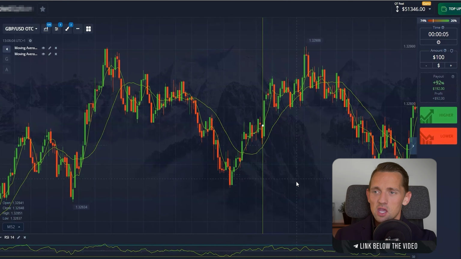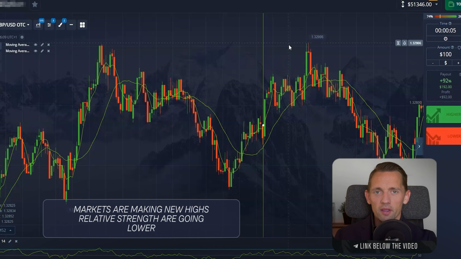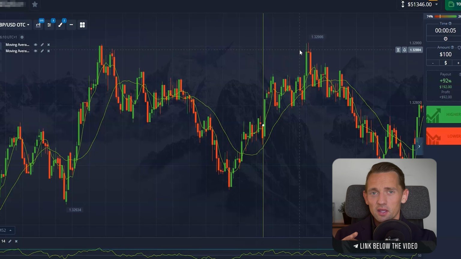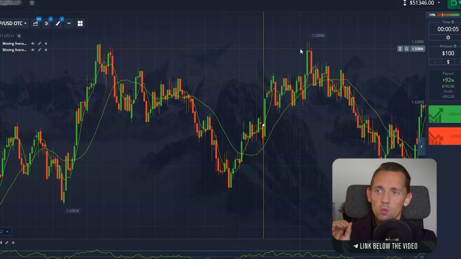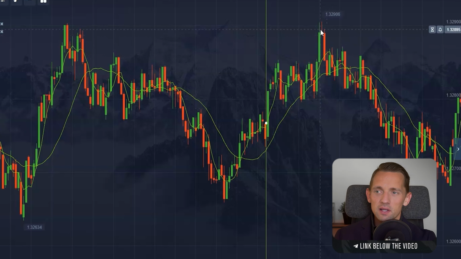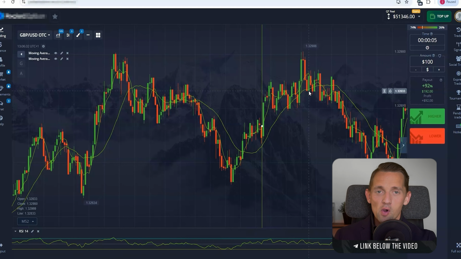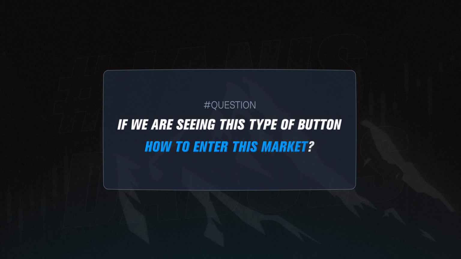So what you could see here is the same pattern. Markets are making new highs, relative strength is going lower. Now this is not necessarily a point where you have to straight up sell, but you could see the prices are lower. And in this case you have to follow the market and wait for an indication when prices are breaking lower, because as you see, prices hit a new high, but failed to do any continuous movement and slowly broke down. So the question is, if we are seeing this type of pattern, how to enter this market?